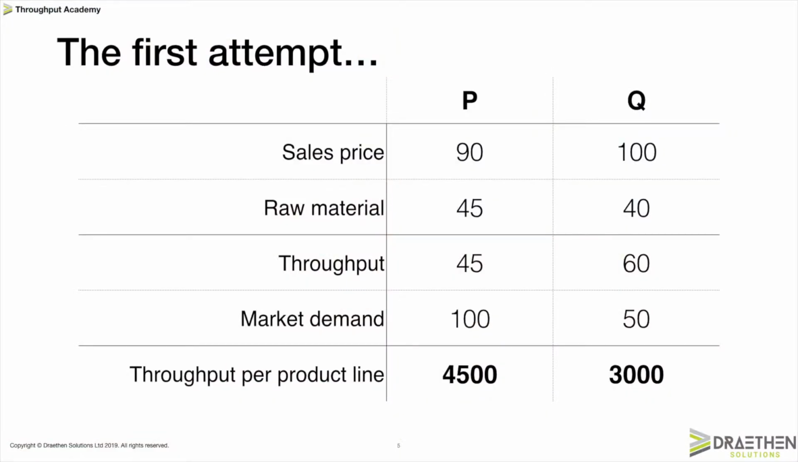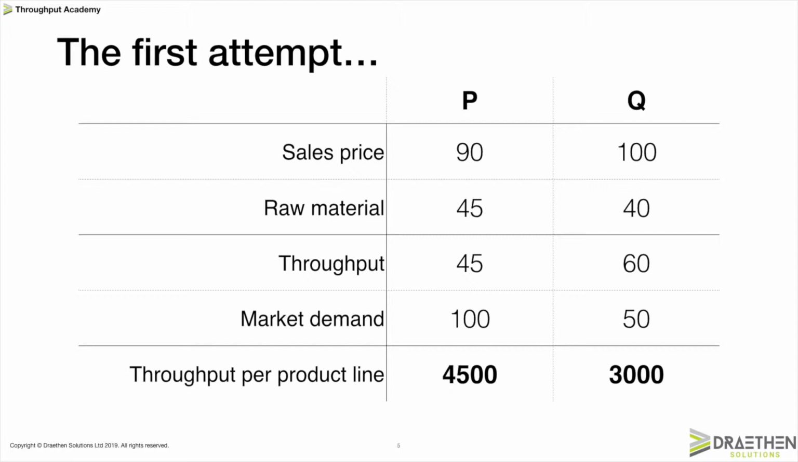Okay, so let's begin by looking at the most common wrong answer first. As I explain this, I'm going to use a particular way of calculating the solution which you should pay attention to. If you understand this, it will stand you in good stead as you learn about throughput accounting.